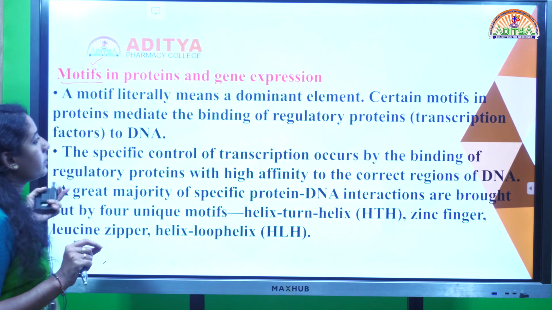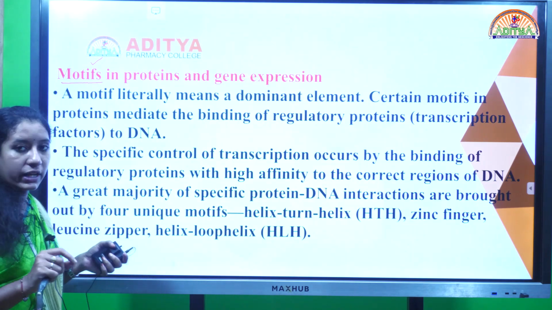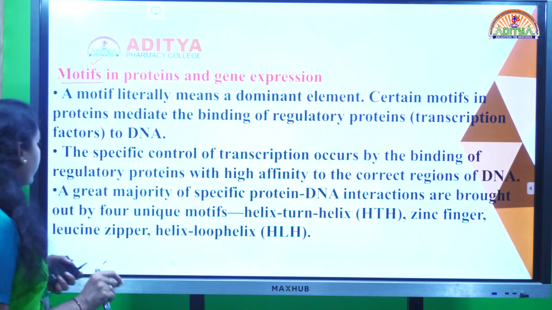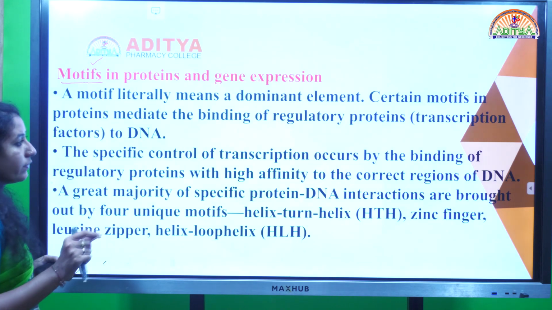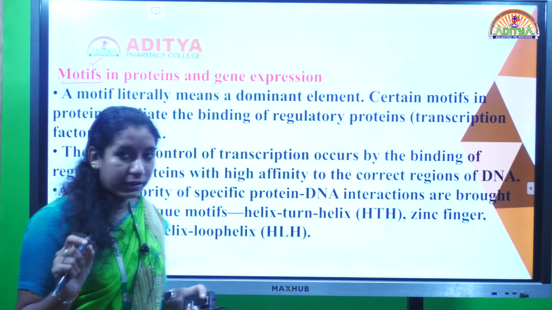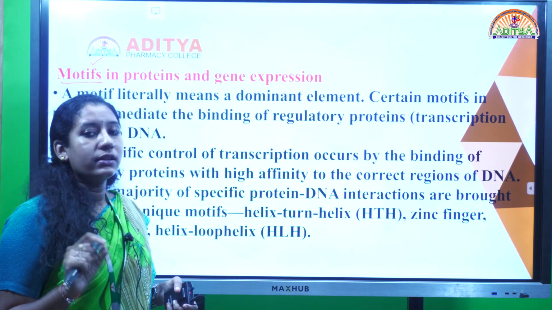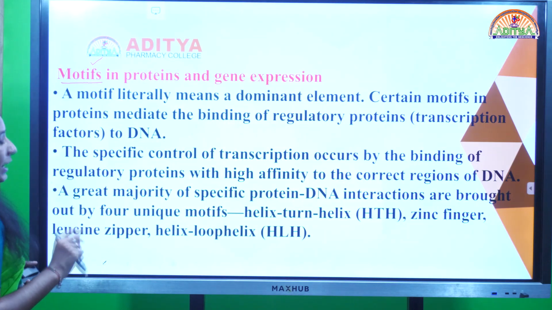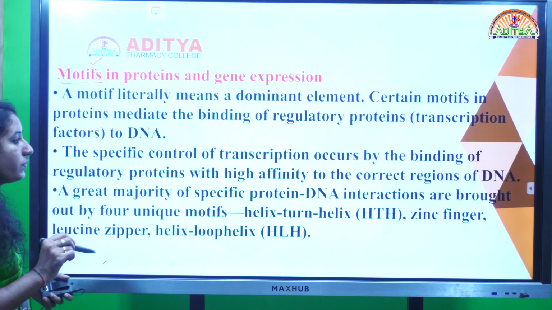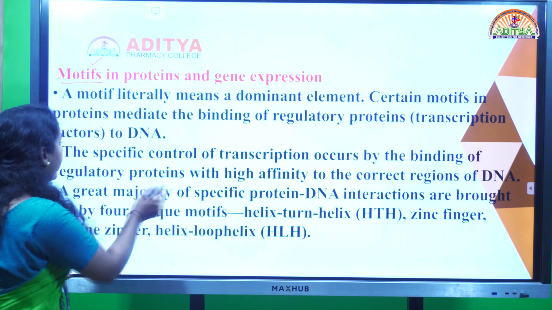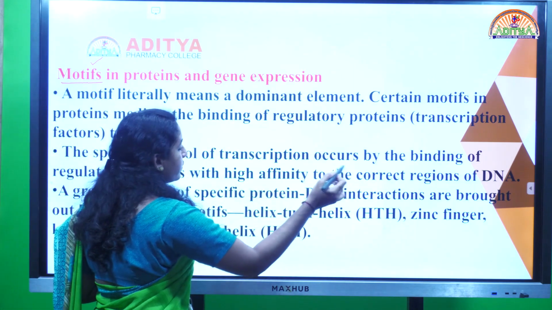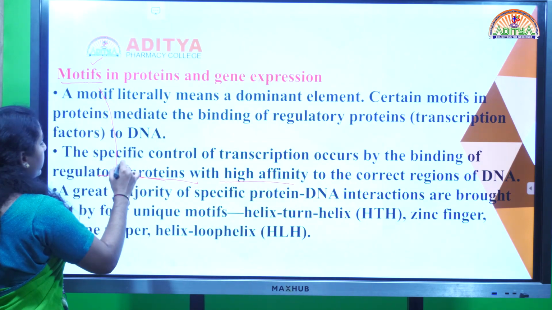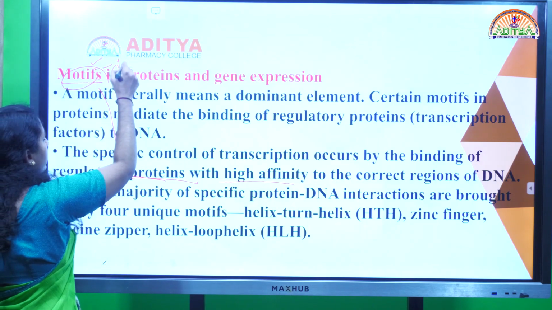So here motifs are nothing but the dominant elements, and various motifs in protein will mediate the binding of this regulatory protein to the specific part or specific site of the DNA. So whenever the regulatory protein binds to the specific site of the DNA, only then can the transcription occur correctly, accurately. So here the specific control of this transcription will occur by binding of this regulatory protein with the correct regions of the DNA with high affinity. So this process will be facilitated with the presence of these motifs. So here the motifs are the dominant elements.